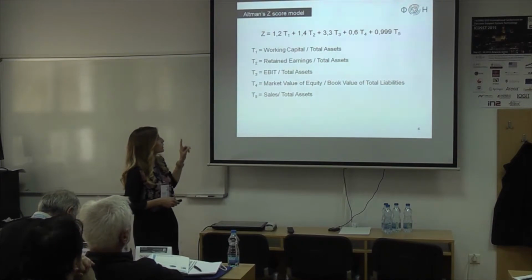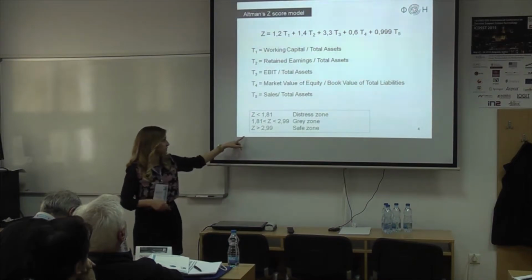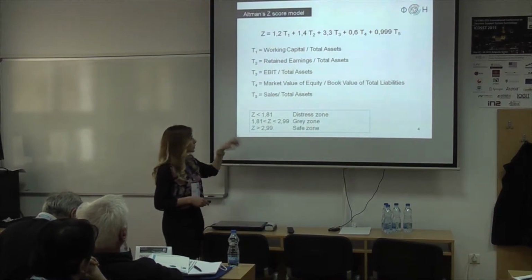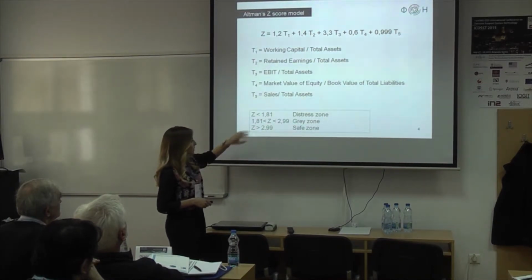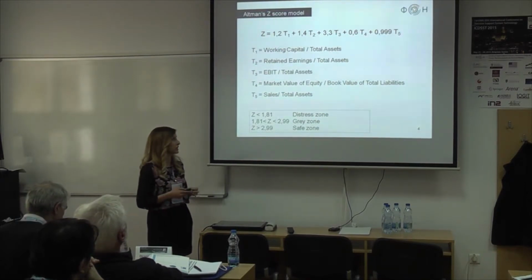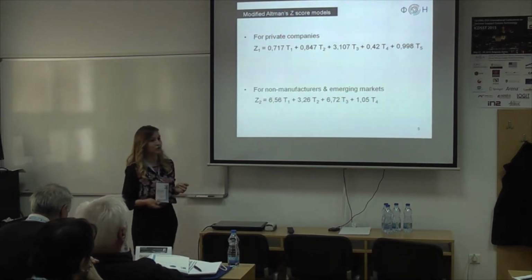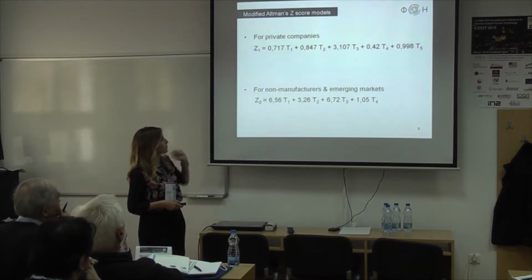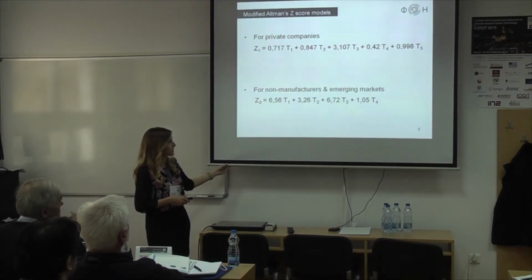And when we calculate this Z-score model for one company, we can then see, based on that score, where our company is now, in which zone. So, according to Altman, if the score is below this border, we can say that that company has more than 60% chance to go bankrupt in the next 2 years. After that, Altman did a modification of the first model, and he created 2 different models. The first one for private companies, and the second one for manufacturers, non-manufacturers and emerging markets.